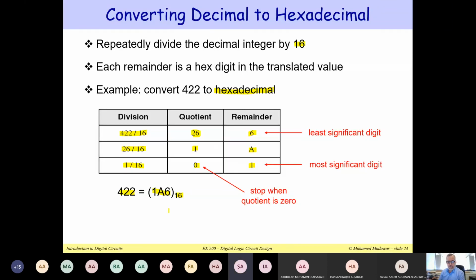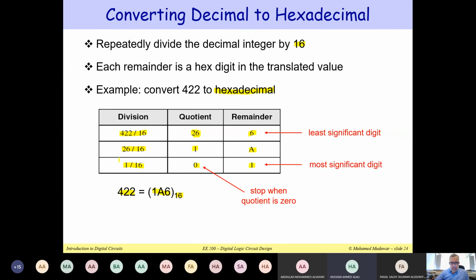If the second step was 8 and the quotient was half... So the quotient here was what? The second step, 26 divided by 16. The remainder was 8. If the remainder in the second step is 8, you take the quotient and divide by 16. It has nothing to do with the remainder. It's the quotient that you are dividing by 16.